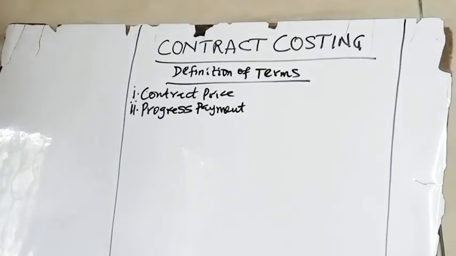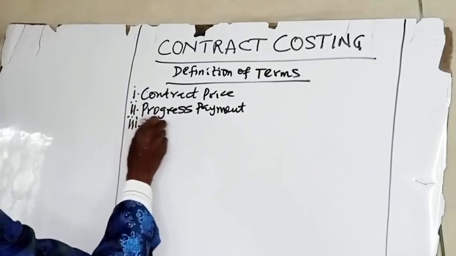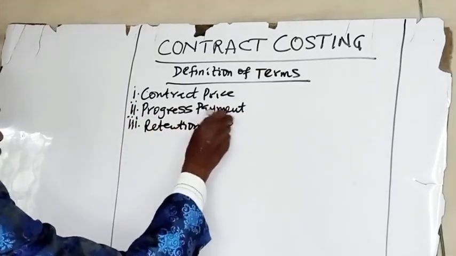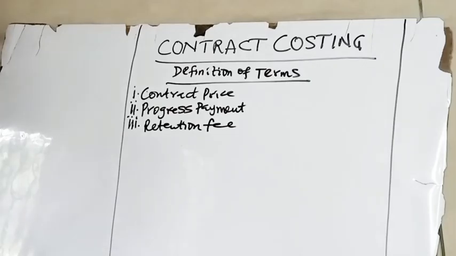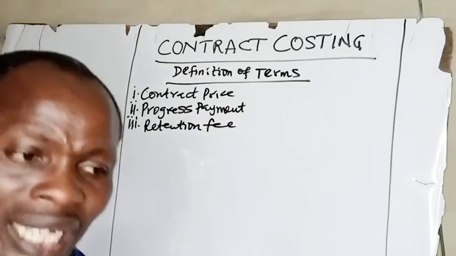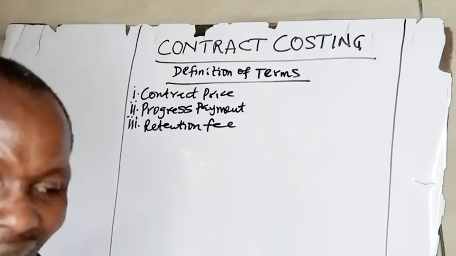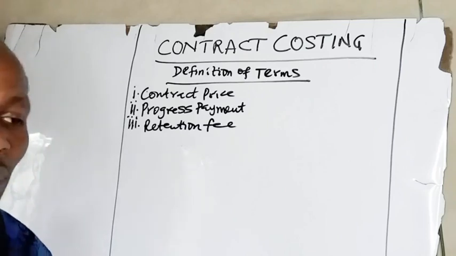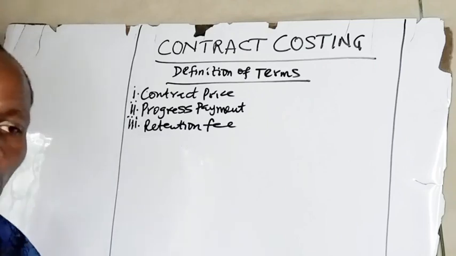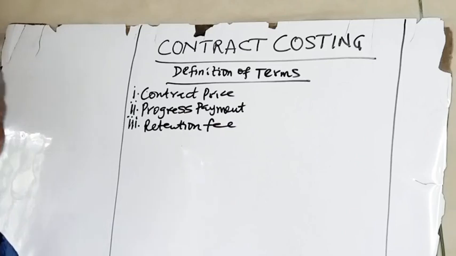That is progress payment. Number three term which I will examine is retention fee. Retention fee is the amount agreed to be withheld by the contractee at the end of the contract, and which will be released to the contractor after the agreed period.